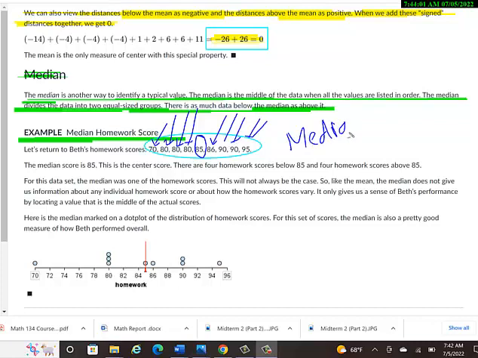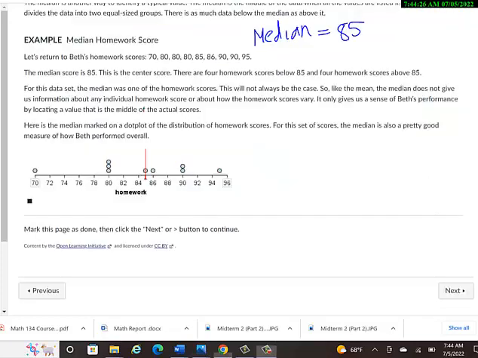Which is pretty close to our mean, the average. We got 84, right? So it's almost the same value, which kind of shows that they're both fairly good measures of center. So the median score is 85, and this is the center score. There are 4 homework scores below 85 and 4 homework scores above 85. For this data set, the median was one of the homework scores. This will not always be the case.